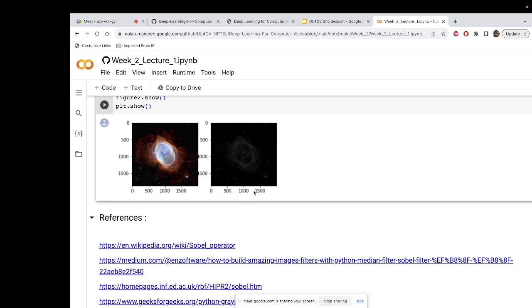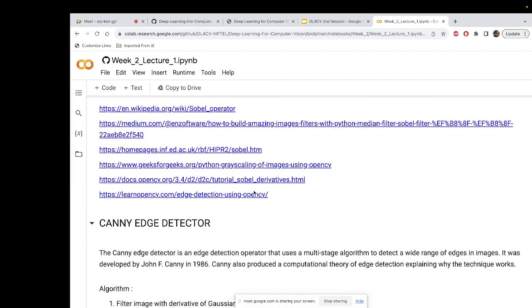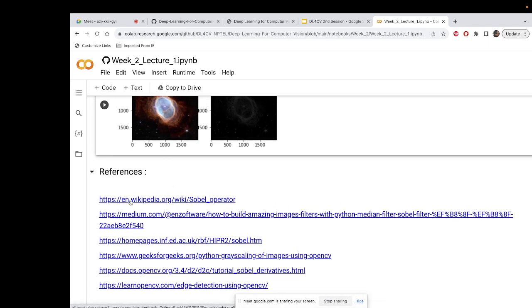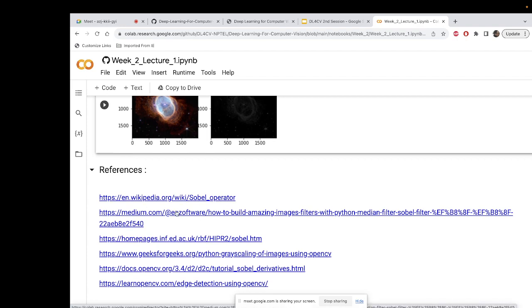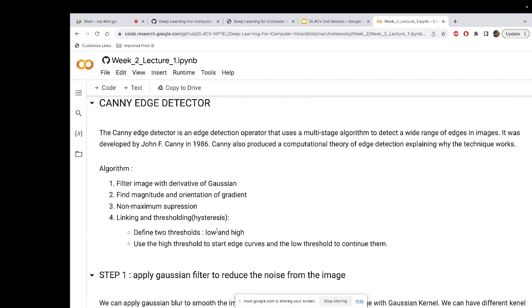So Sobel, while it's a very useful tool, very easy to implement and very efficient, there are better algorithms out there. We have attached some blogs and other resources for you to go through. But now let's look into the Canny edge detector.